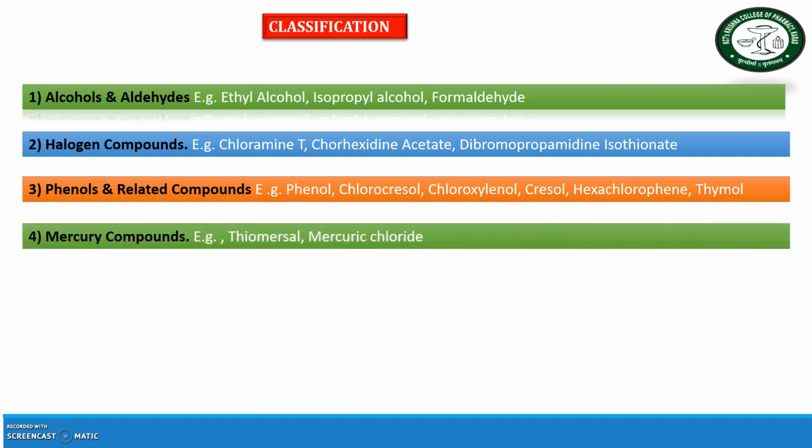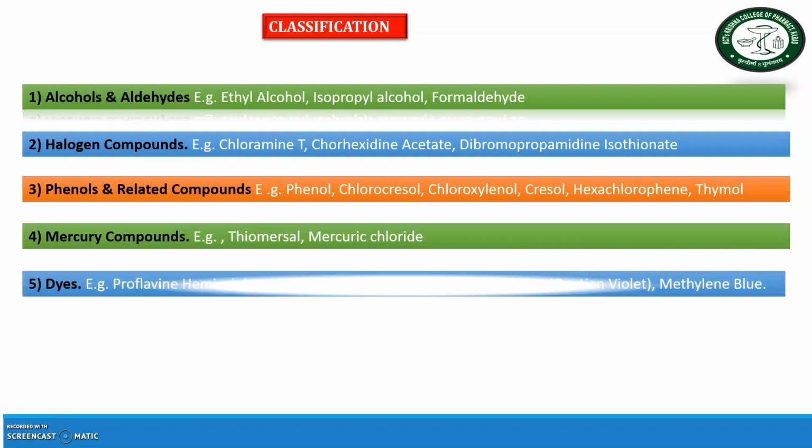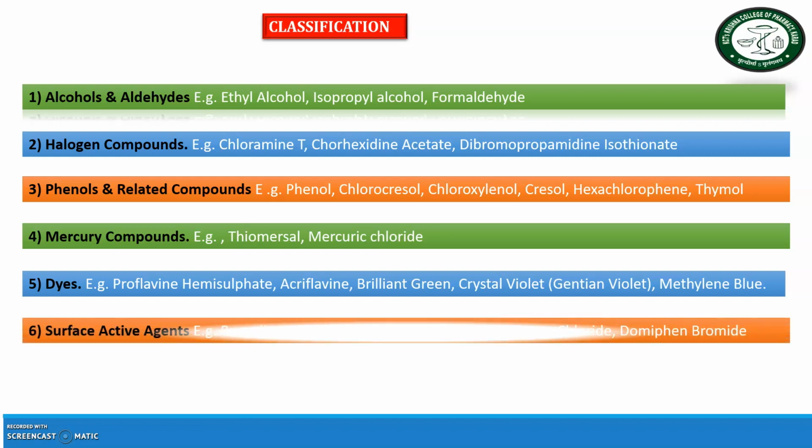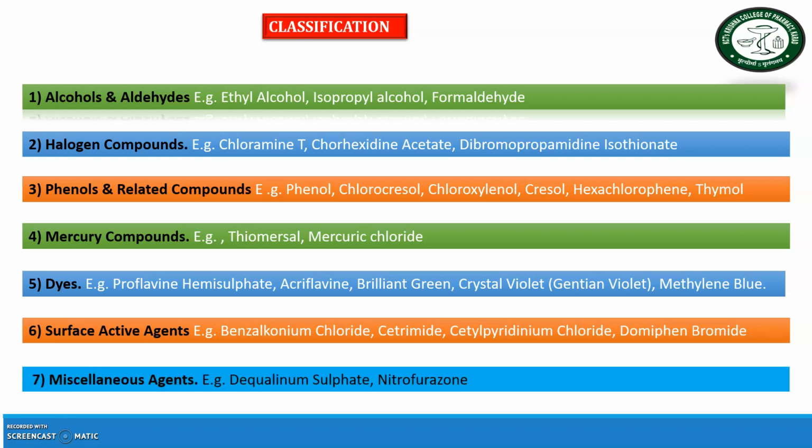Number four is mercury compounds. Fifth one is the dyes, used for coloring purposes, like proflavine, which is a very important drug, propamidine isethionate, acriflavine, brilliant green, crystal violet, methylene blue. These are used as antiseptics and disinfectants. Sixth, surface active agents, benzalkonium chloride and cetrimide, which is a very important drug frequently asked in exams. And the last one is miscellaneous agents. These are the seven different classes. By using this we classify different antiseptic agents according to their chemical structure, according to their basic nucleus.